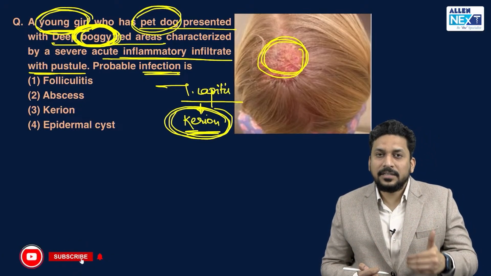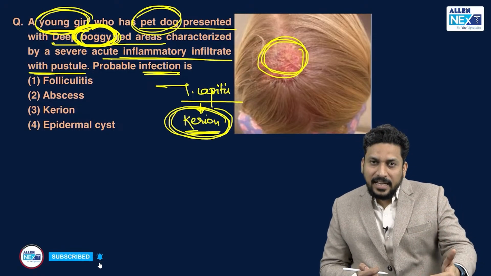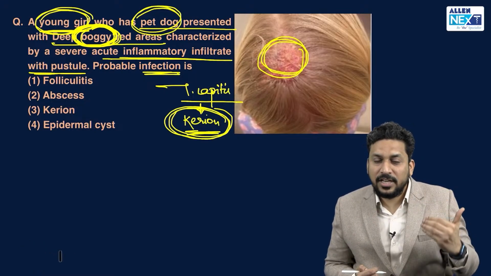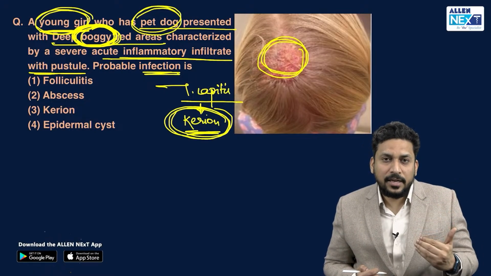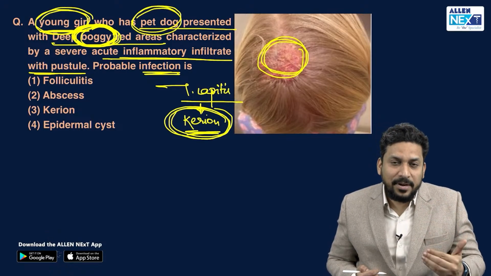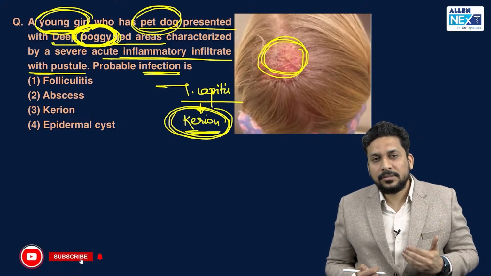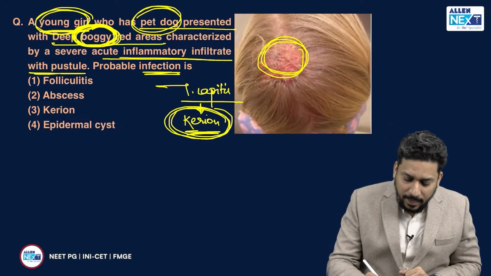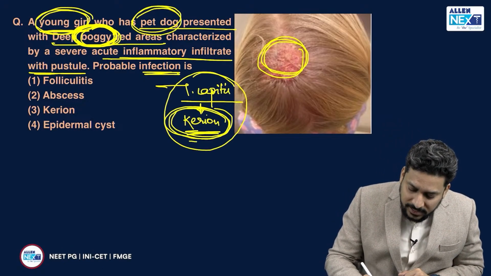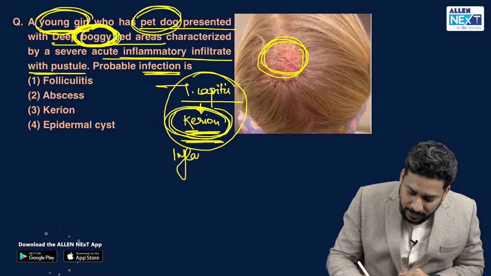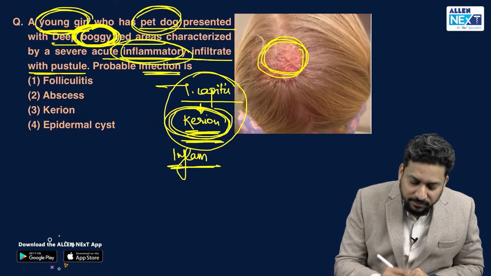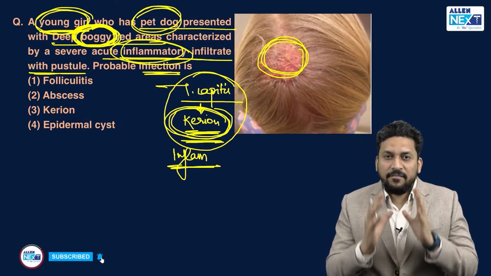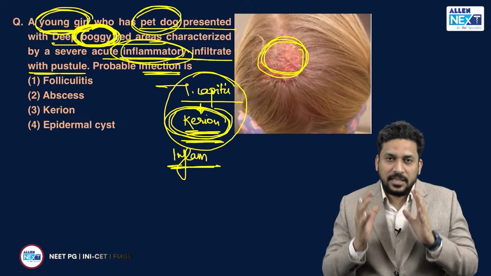Because here there is a pet dog, and from this animal the infection is being transmitted to this girl, this is which type? This is zoophilic, and zoophilic generally causes the inflammatory type. So the causative organism here produces an inflammatory type of tinea capitis, and kerion is an example of the inflammatory type, and that's why a lot of inflammatory infiltrate and pustules are also present. So all these point towards the inflammatory type of tinea capitis, that is kerion.